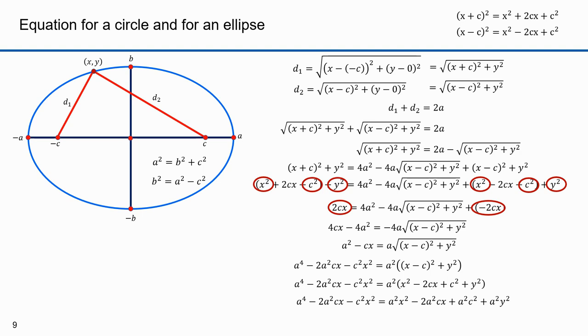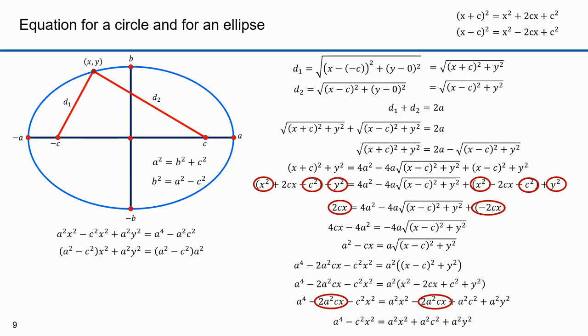On the right-hand side, I can multiply all the terms in the parentheses by a squared. There's a minus 2a squared cx here and a minus 2a squared cx here. Those will cancel. And I'm left with this. A to the fourth minus c squared x squared equals a squared x squared plus a squared c squared plus a squared y squared. Here I'm reversing that equation. And here I'm factoring out x squared from the first two terms on the left and a squared from the first two terms on the right.